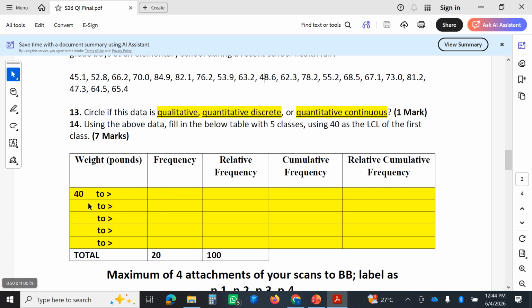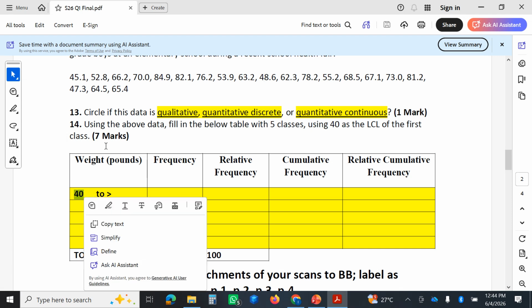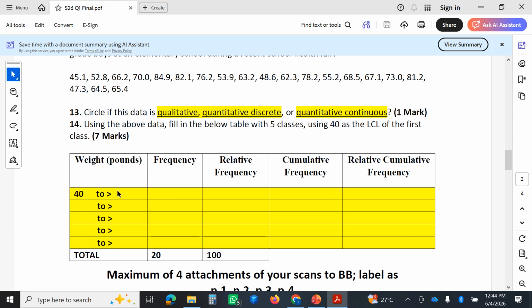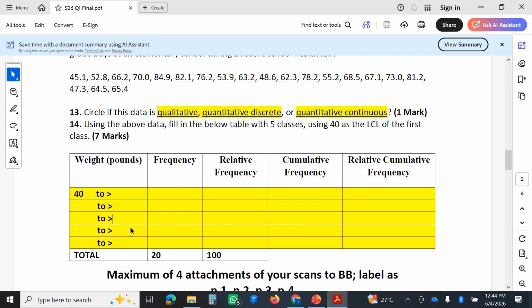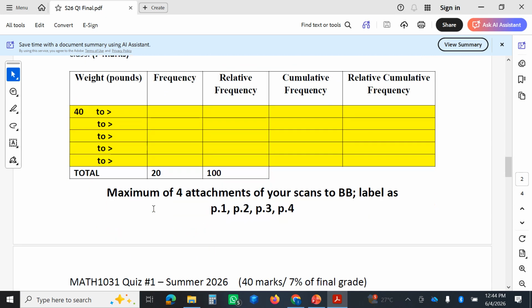Then I'm asking you to create some weight classes here. Keep it easy peasy, don't go too much. I've given you the LCL of 40, and you fill in the rest. And again, keep it easy. You can kind of figure it out here. If you look at the numbers there, this should be easier than it's looking. Okay, and I'm looking for frequency, relative frequency, cumulative frequency, and relative cumulative frequency.